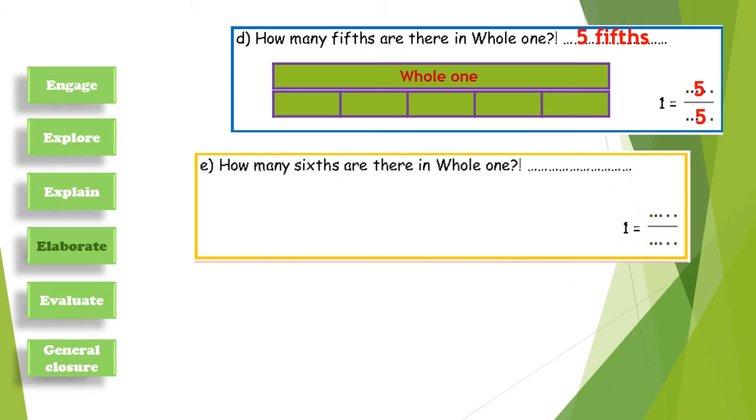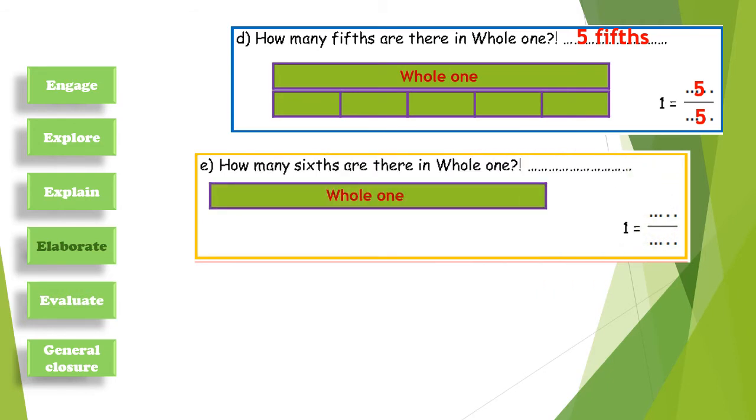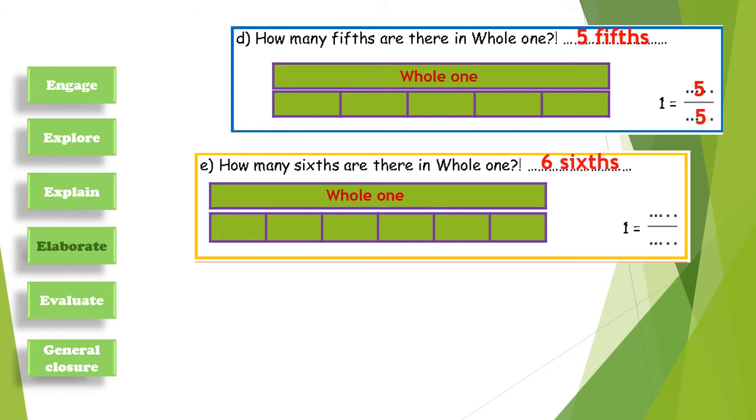How many sixths are there in a whole one? This is a whole one. I will cut it into 6 pieces. Each piece is a sixth. So 6 sixths. So the whole one equals 6 over 6. 6 out of 6 parts.